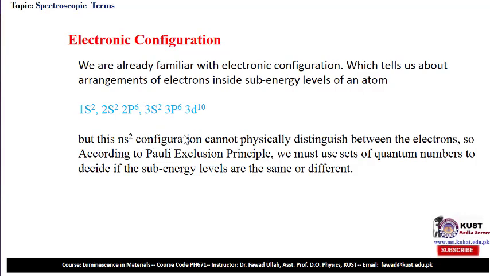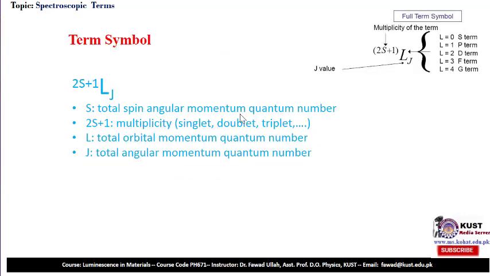But this nl configuration cannot physically distinguish between the electrons. So according to Pauli exclusion principle, we must use sets of quantum numbers to decide if the sub-energy levels are the same or different. So here we go with the term symbols. The general form is written here.